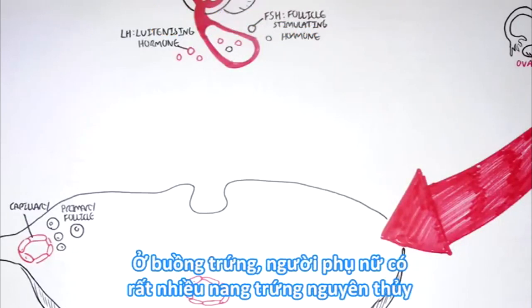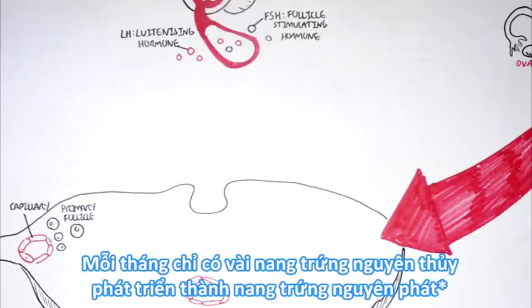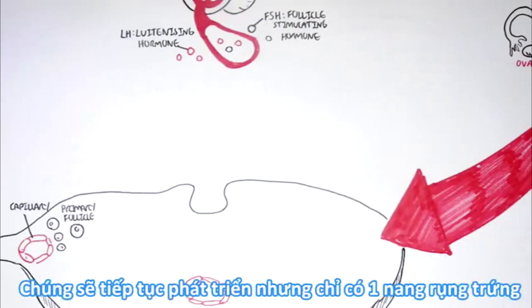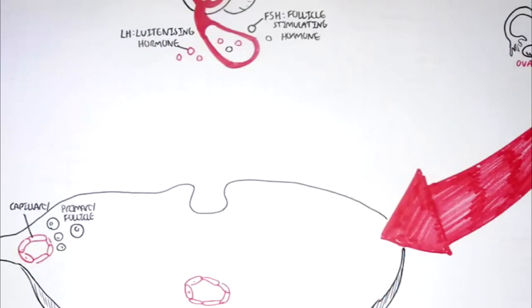Now within the ovaries, females have many primordial follicles. And each month, only some of these primordial follicles will mature into primary follicles, and they will keep maturing, but only one will ovulate. So here I'm drawing one primary follicle, and it's the beginning of the menstrual cycle.